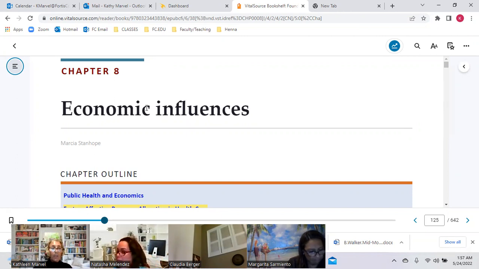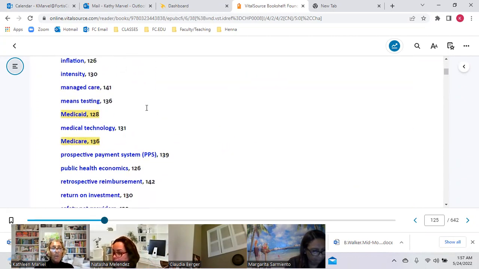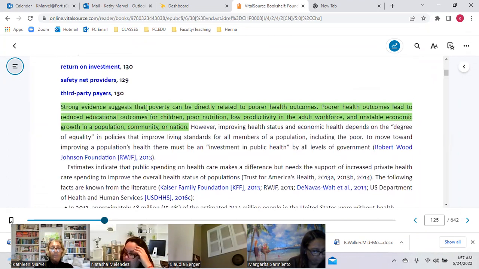So let's shift gears here and talk about economic influences in healthcare. We know that poverty is directly related to poorer health outcomes. We've talked about this over and over again. We know that poorer health outcomes lead to reduced educational outcomes for kids, poor nutrition, low productivity in the workforce, unstable economic growth in a population, community, or our country.